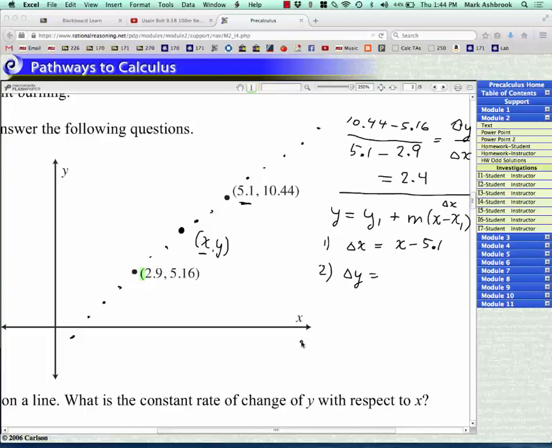But let's use our constant rate of change reasoning to do it. If we have a change in x, how can we always calculate a change in y using, remember, one of our three perspectives on constant rate of change? Cameron, do you remember? Use the k value. Okay. How do I use the k value? Times 2.4? Yeah. Not quite. So delta y equals what? Take x minus 5.1 multiplied by k. Delta y equals k delta x.